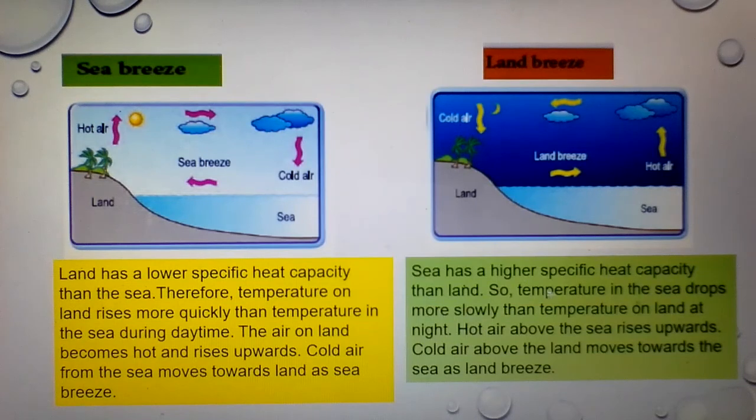Meaning the sea water is warmer at night, but the land is only cold. Hot air above the sea rises upwards, cold air above the land moves towards the sea, so we call it land breeze. From the sea to land, we call it sea breeze; from the land to sea, we call it land breeze. This one occurs during night time.